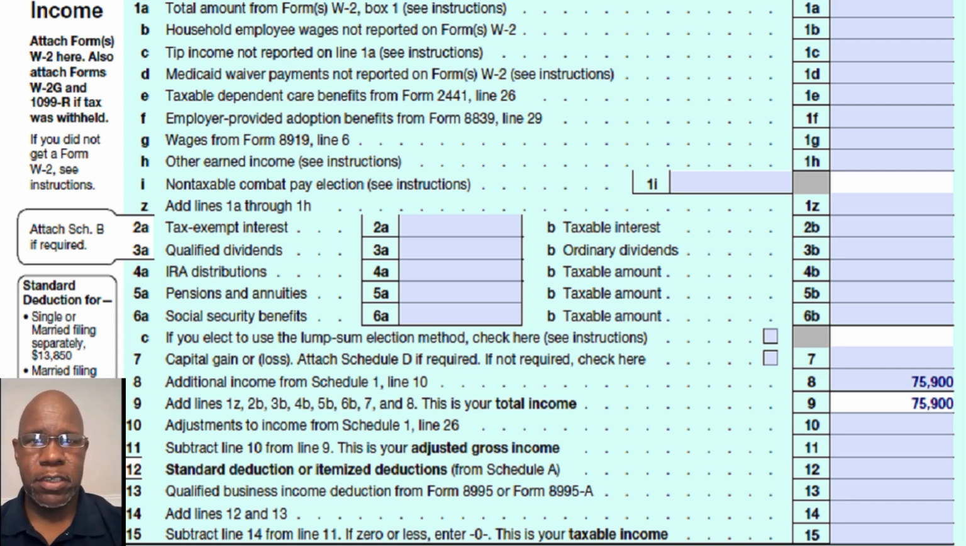Today, I want to quickly discuss self-employment income as it relates to taxes. My name is Martin Sands. I'm a local licensed CPA here in the Atlanta, Georgia area.